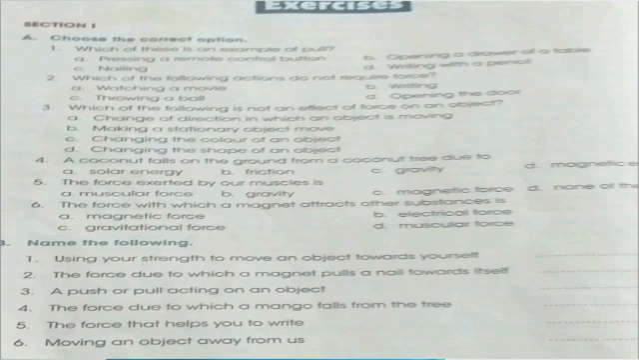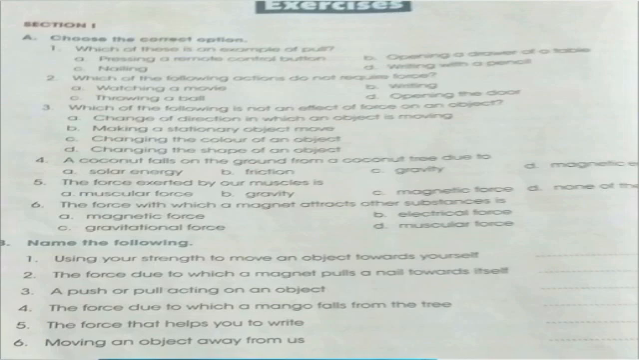And the fifth one, the force exerted by our muscle is muscular force. Option A is the correct answer. Then the sixth one, the force with which a magnet attracts other substances is called dash force. Which force? Yes, magnetic force. Option A is the correct answer. And the B section, name the following. Using our strength to move an object towards yourself. What is that? Yes, pulling.